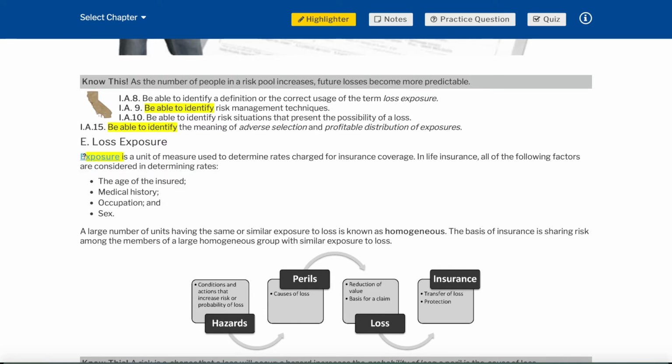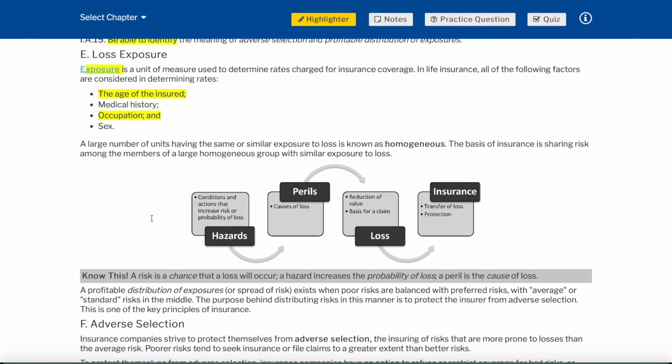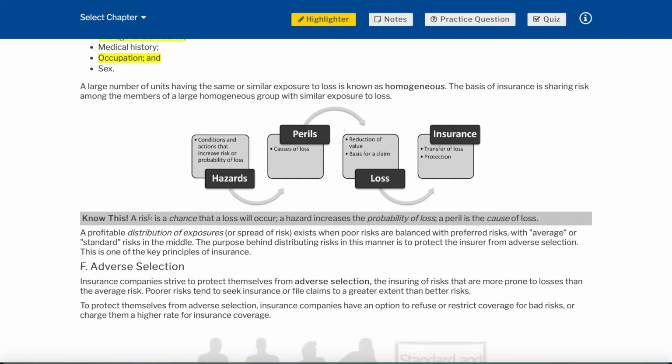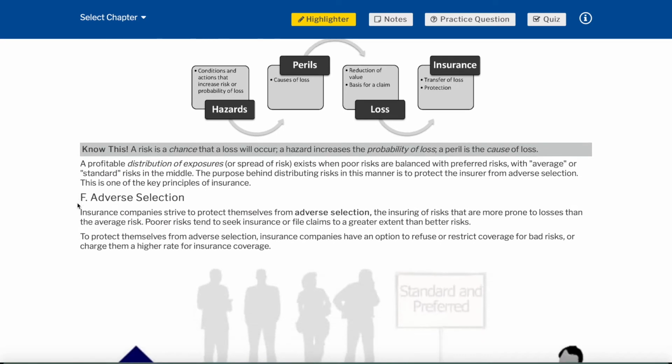E. Loss exposure. Exposure is a unit of measure used to determine rates charged for insurance coverage. In life insurance, all of the following factors are considered in determining rates: the age of the insured, medical history, occupation, and sex. A large number of units having the same or similar exposure to loss is known as homogeneous. The basis of insurance is sharing risk among the members of a large homogeneous group with similar exposure to loss.